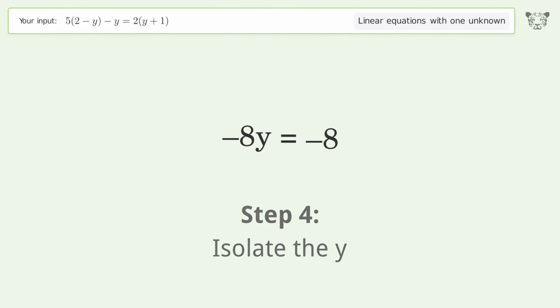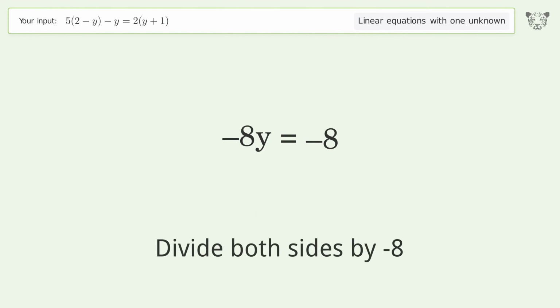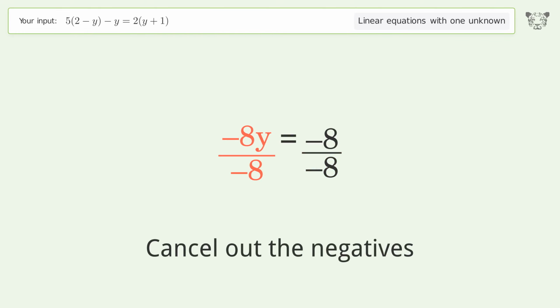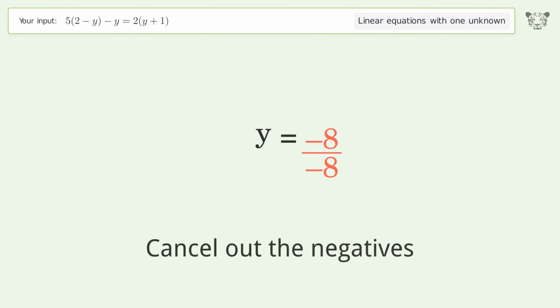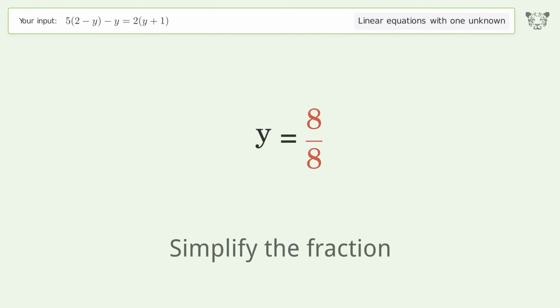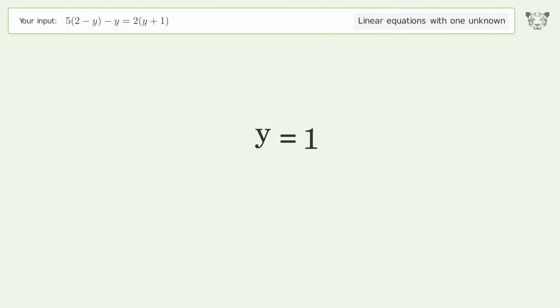Isolate the y. Divide both sides by -8. Cancel out the negatives. Simplify the fraction. Cancel out the negatives. Simplify the fraction. And so the final result is y=1.